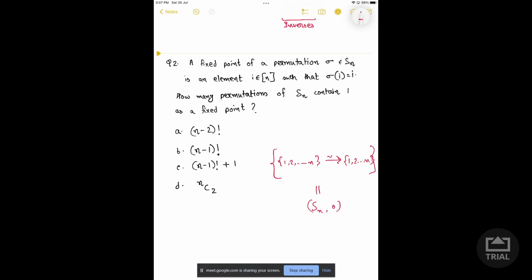Good. So now we define a fixed point of a permutation sigma in Sn to be an element i which is fixed by the permutation sigma. In other words, it is just an element i in the set 1, 2 up to n such that sigma fixes i, that is, sigma maps i onto itself, right?